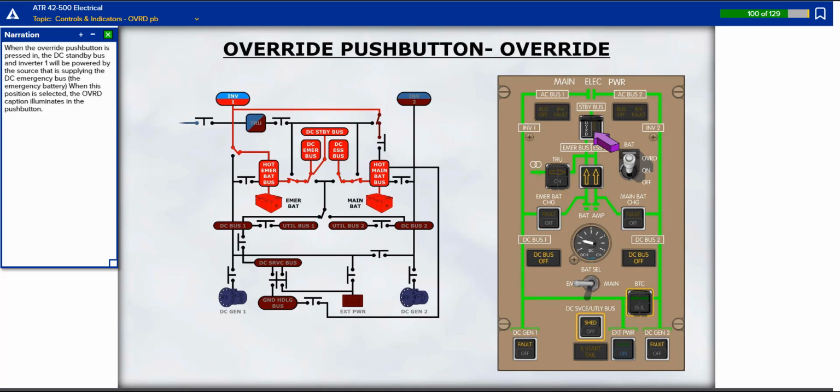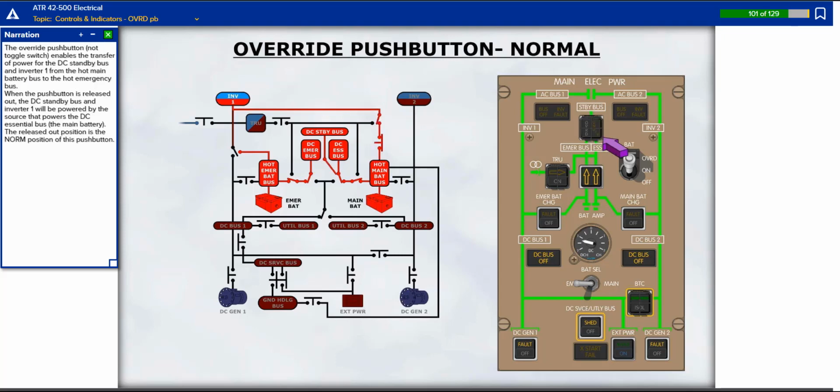When the override push button is pressed in, the DC standby bus and inverter 1 will be powered by the sources supplying the DC emergency bus. When this position is selected, the override caption illuminates in the push button. The override push button enables the transfer of power for the DC standby bus and inverter 1 from the hot main battery bus to the hot emergency bus.